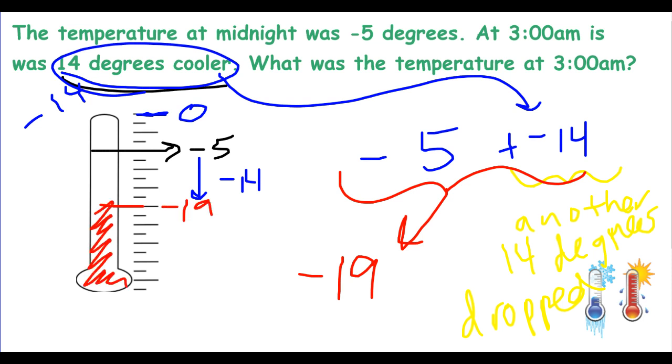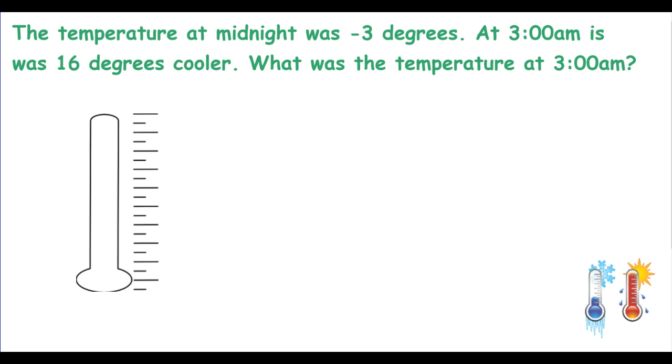Take that same idea and see what you can do with this problem here. If the temperature at midnight was negative 3 degrees and at 3 a.m. it was 16 degrees cooler, what was the temperature at 3 a.m.? Pause the video, see what you can do, and come back when you're ready to move on.